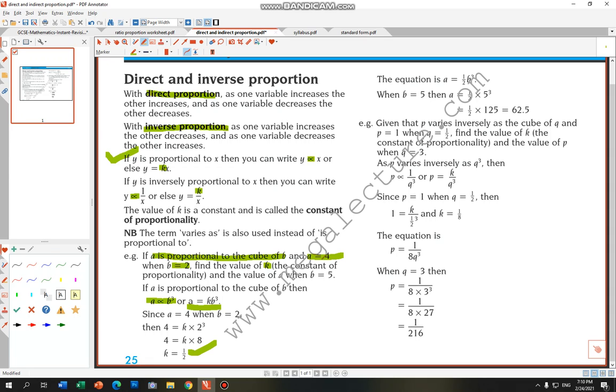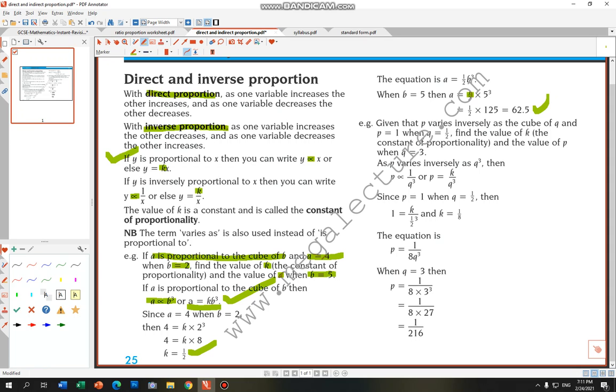So first we find the value of k, and then the value of a when b is equal to 5. If you want to find the value of a, we will use this equation, a is equal to kb^3. K is equal to 1 over 2 and b is equal to 5. 5 to the power 3 is 125, it will give you 62.5. So this was the example for direct variation.